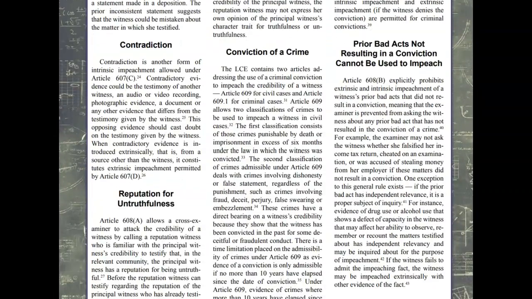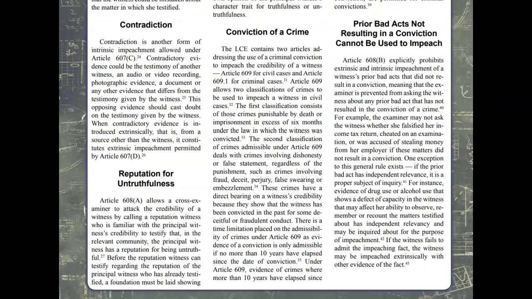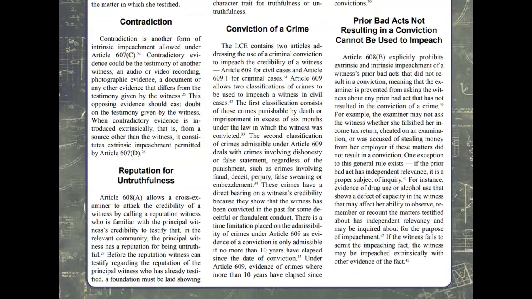Similarly, under Article 609, that's an article for civil cases. This is very similar to Federal Rule of Evidence, Rule 609. There's only one rule in the Federal Rules of Evidence that deals with conviction of a crime, and it's 609. But in Louisiana, we have two. We have 609 and 609.1. 609.1 is for criminal cases. 609 is for civil cases.